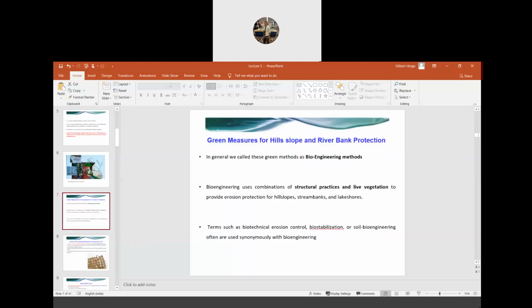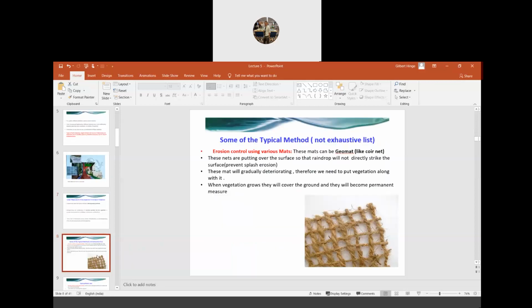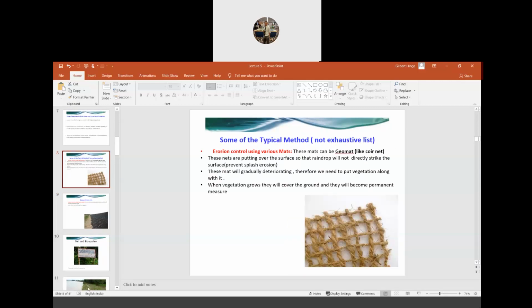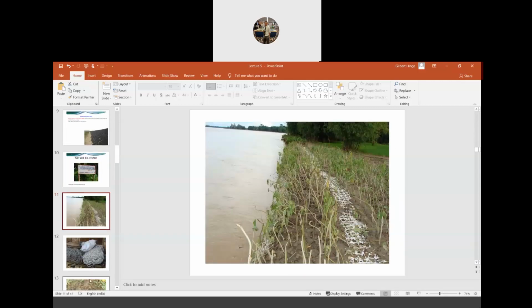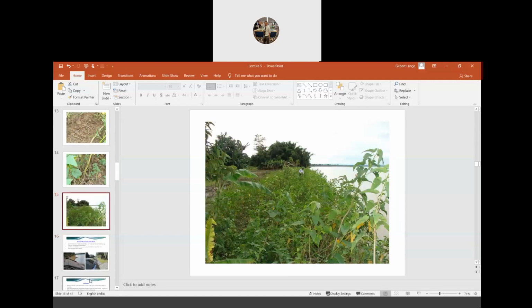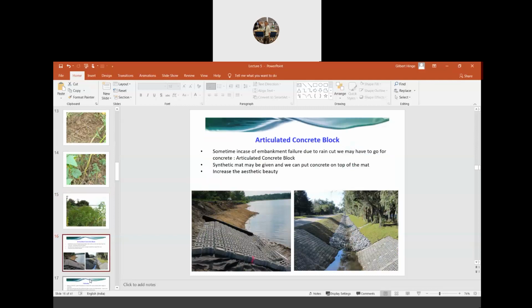Then we have discussed a few of the methods that we can use, such as applying geomat, then applying geosynthetic mat. The difference between these two is the time period for support, right? The geosynthetic mat we use when we need long-time support as compared to the geomat. Then these are some of the practical examples that I have shown you. Then we also discussed articulated concrete block in the last class.